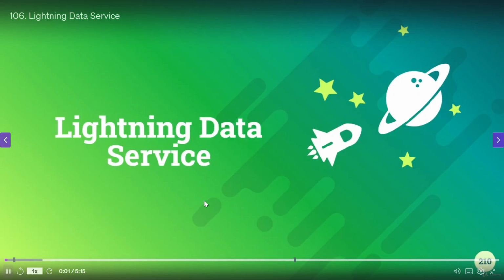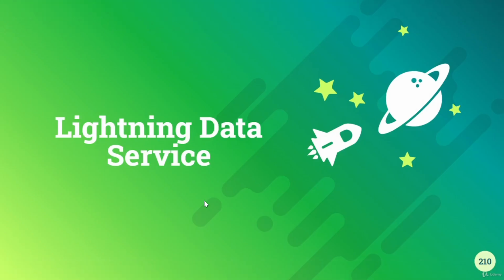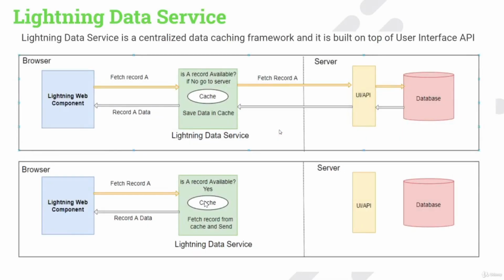In this video, we'll learn Lightning Data Service. Lightning Data Service is basically a centralized data caching framework, and it is built on top of the User Interface API. So let's try to understand it with a simple use case.